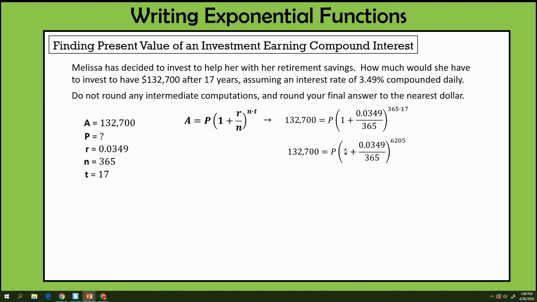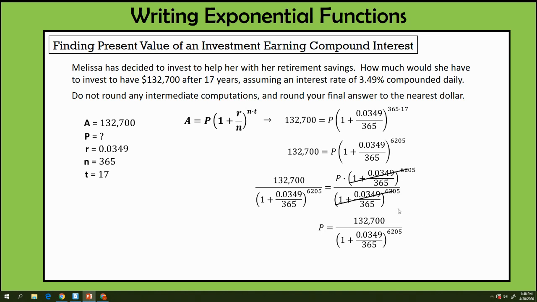Okay, now we want to solve for P. You've got to understand that this 1 plus 0.0349 over 365 raised to the 6,205 power, that's a number. So what we can do to isolate P is divide each side by this number. Okay, when I do that, these are going to cancel. This number divided by itself cancels out to become a 1. All right, so I've got P remaining on this side. And I'm going to do this calculation to get my solution.